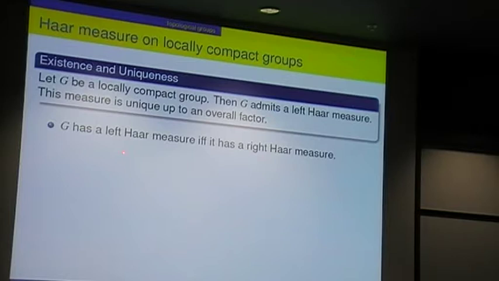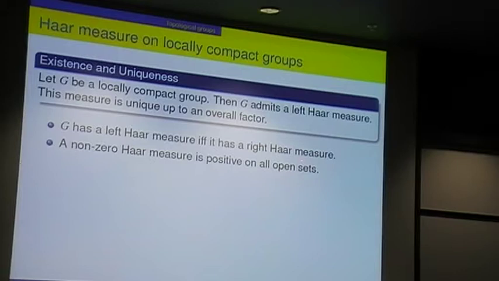It doesn't really matter if you're talking about left or right Haar measures, because even if it's not an abelian group, it's a fact that you have a left Haar measure if and only if you have a right Haar measure. Now there are some facts that follow. One is that a non-zero Haar measure is positive on all open sets.